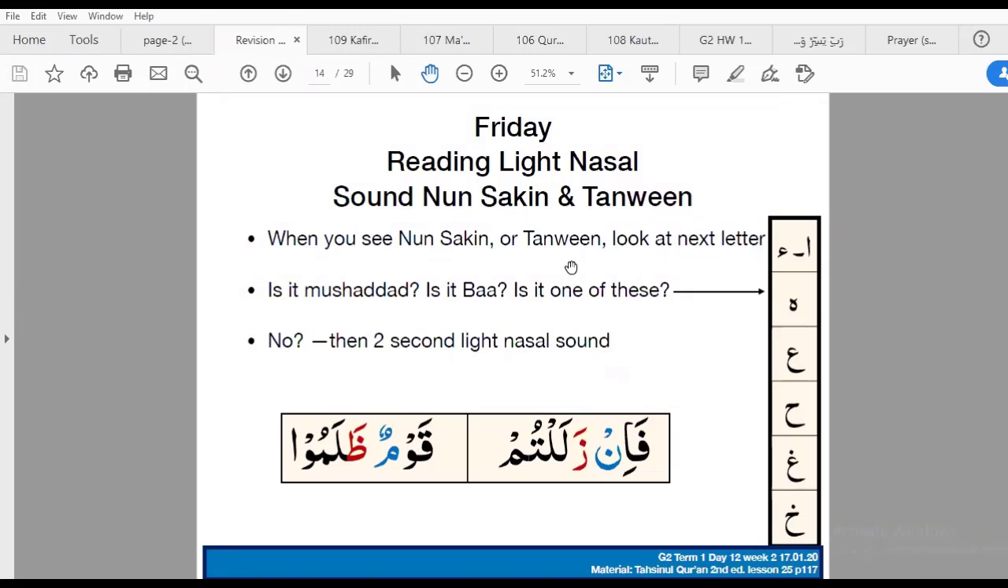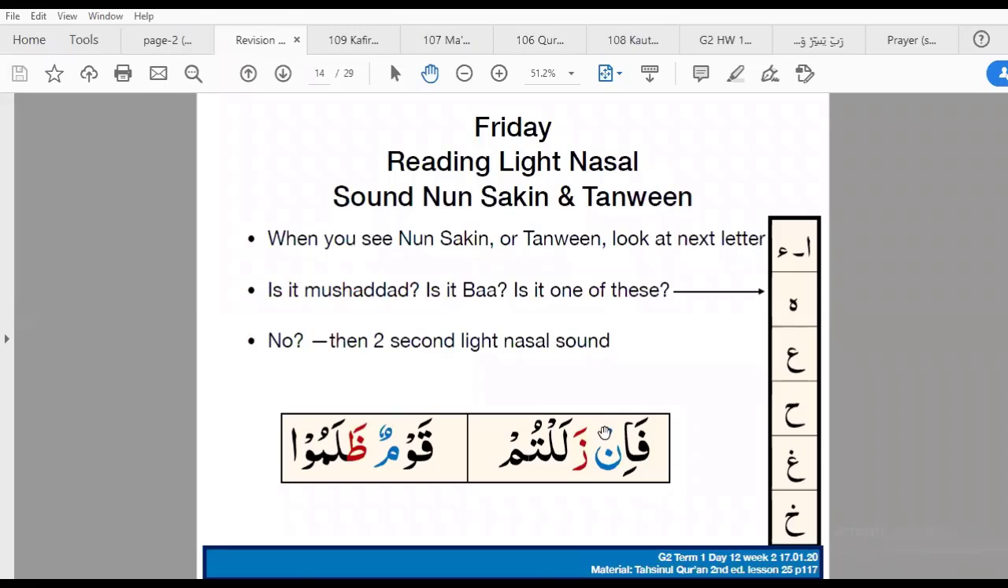So these are the questions you should be asking yourself whenever you see a noon sakin. Like you said, you look at the next letter, you ask yourself, is it a mushaddad? Is it a ba, or is it any one of these letters? If not, then you produce a nasal sound of 2 seconds. Okay, are you still on the mic? Yes. If you could please read, how would you recite this? فإن زللتم. Well done, excellent.